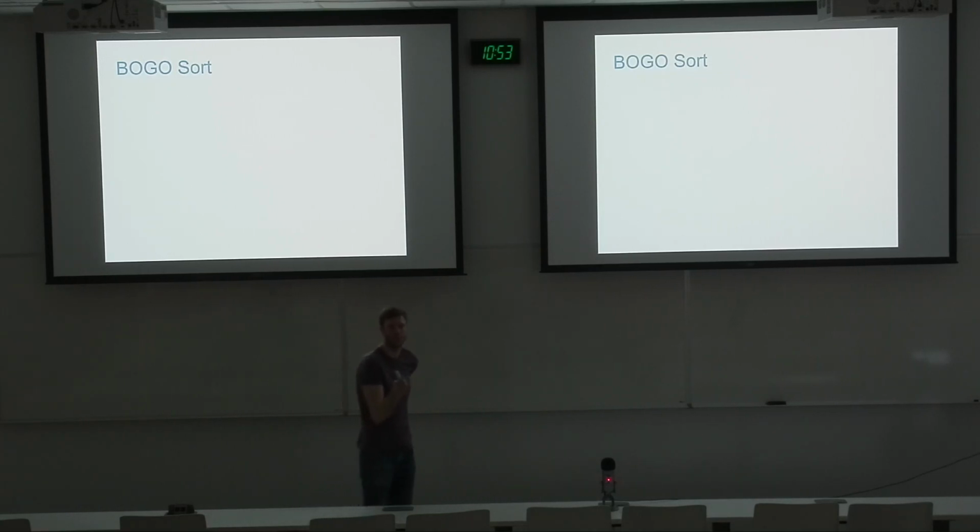Checking if it's sorted is easy, right? You go through the list and make sure everything's in order, and if it is, you're done. And how much work is checking if something's in order? Well, it's just linear. It's however many things there are, we check it.